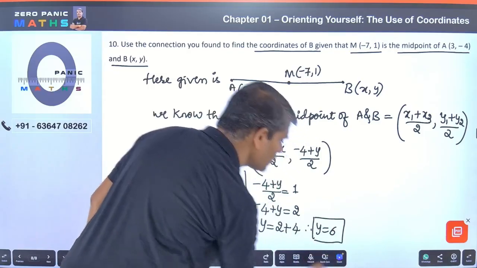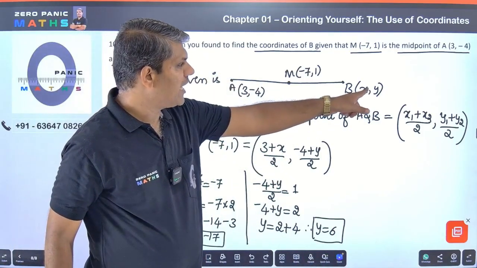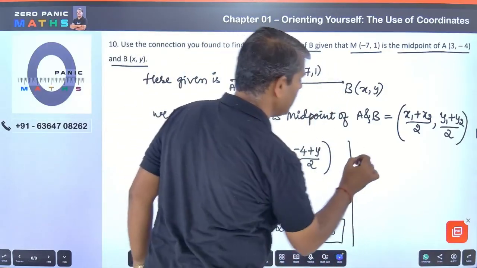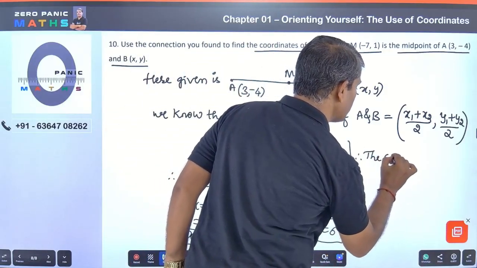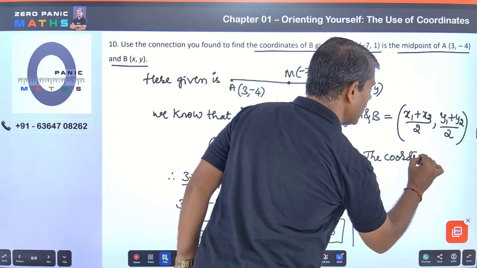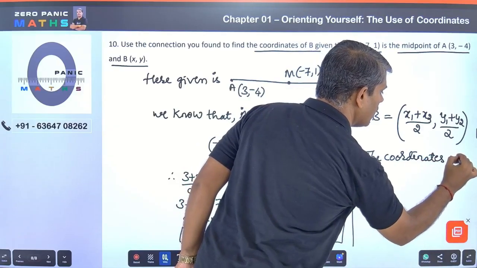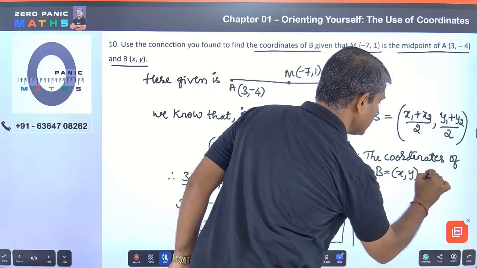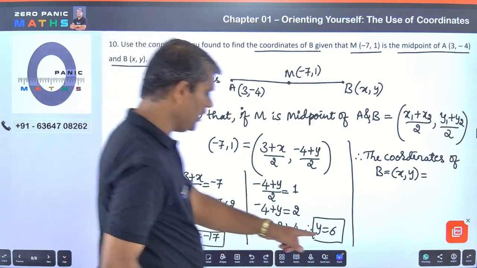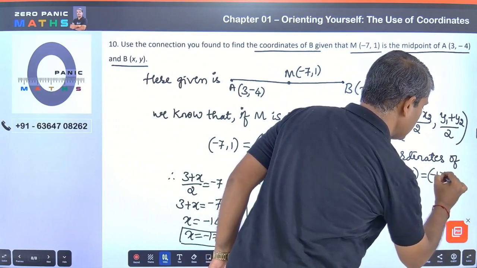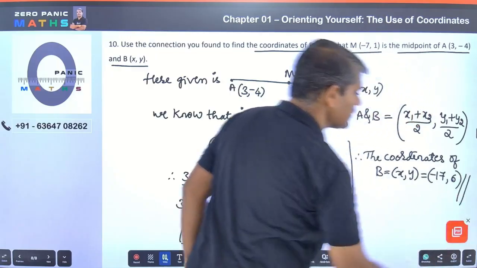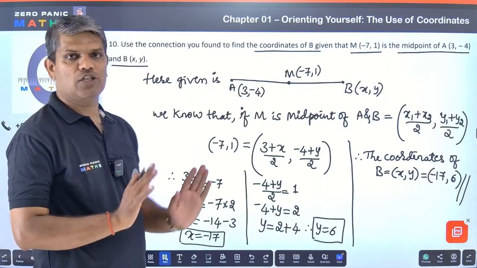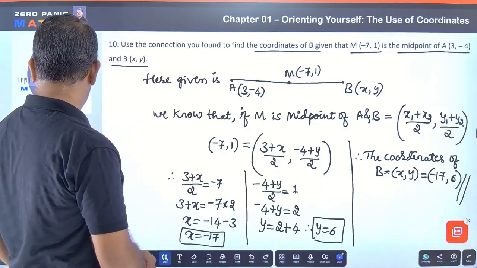So what are the coordinates of B then? x and y. We found out the value of x and y. So finally I can say therefore the coordinates of B equal x comma y, which is equal to, what is the x value? Minus 17 and 6. So this is the answer by using the midpoint formula. Hope you understood this. Let us see the next problem.